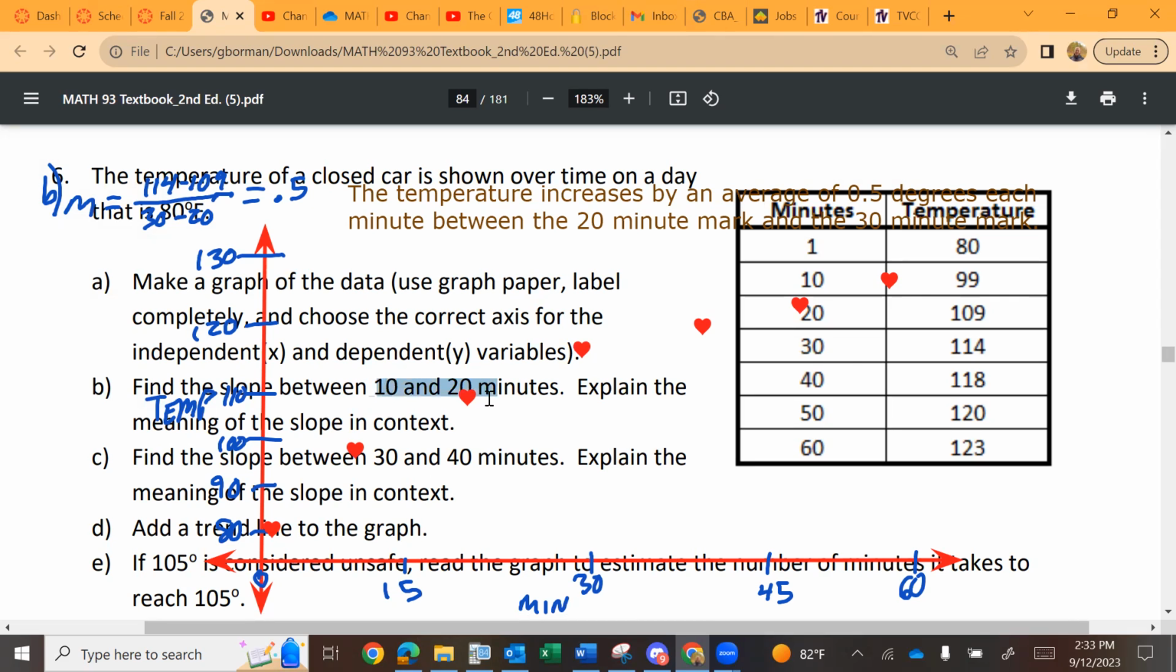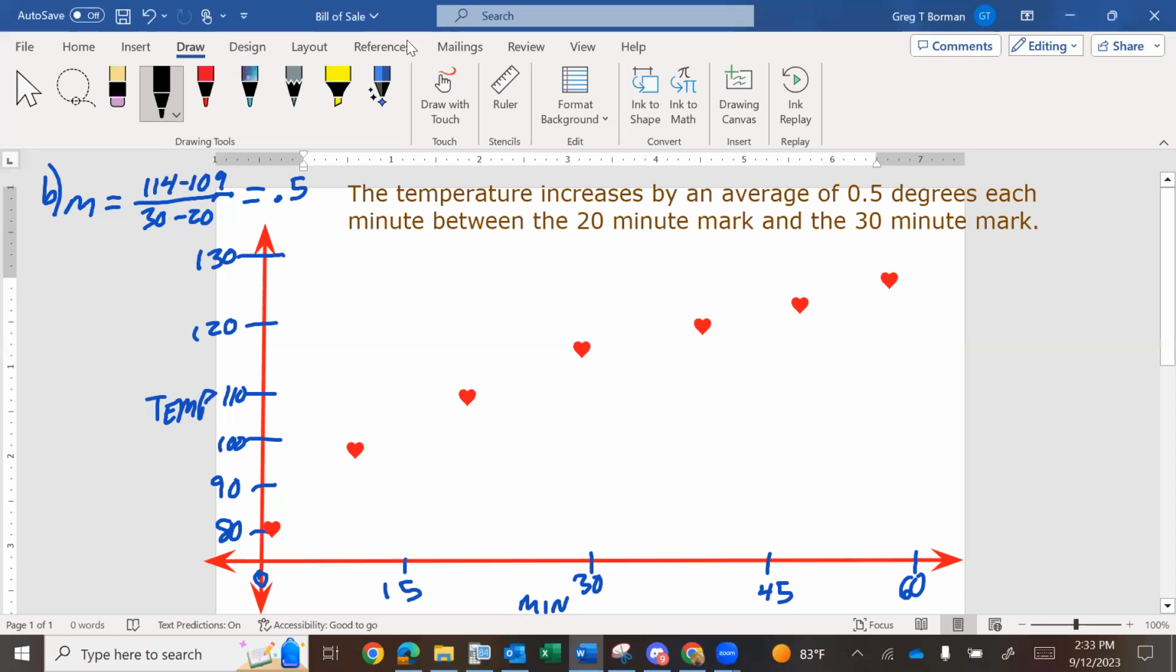Oh, it said 10 to 20. Whoops, I did 20 to 30. All right, whatever. I did 20 to 30. Let's do the 30 to 40 minute mark this time. So the slope is going to be 118 minus 114 over 40 minus 30, which is 0.4.